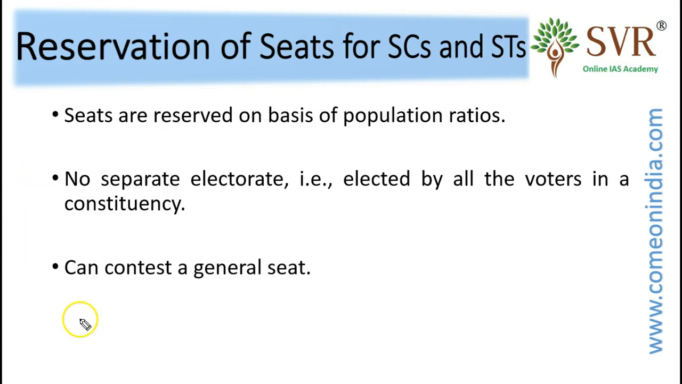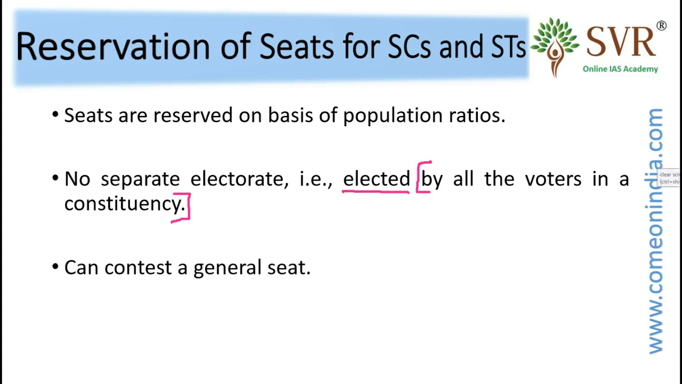Do note it down. The second important provision regarding the system of elections to the Lok Sabha is about reservation of seats to the scheduled caste and scheduled tribe people. The seats are reserved in the Lok Sabha for the scheduled caste and the scheduled tribe people on the basis of their population ratio in the nation. Even though the reservation is provided for scheduled caste and scheduled tribe people, no separate electorate is provided for them. That is, these scheduled caste and scheduled tribe people are elected to the Lok Sabha by all the eligible voters in the constituency, not just the scheduled caste and scheduled tribe voters.